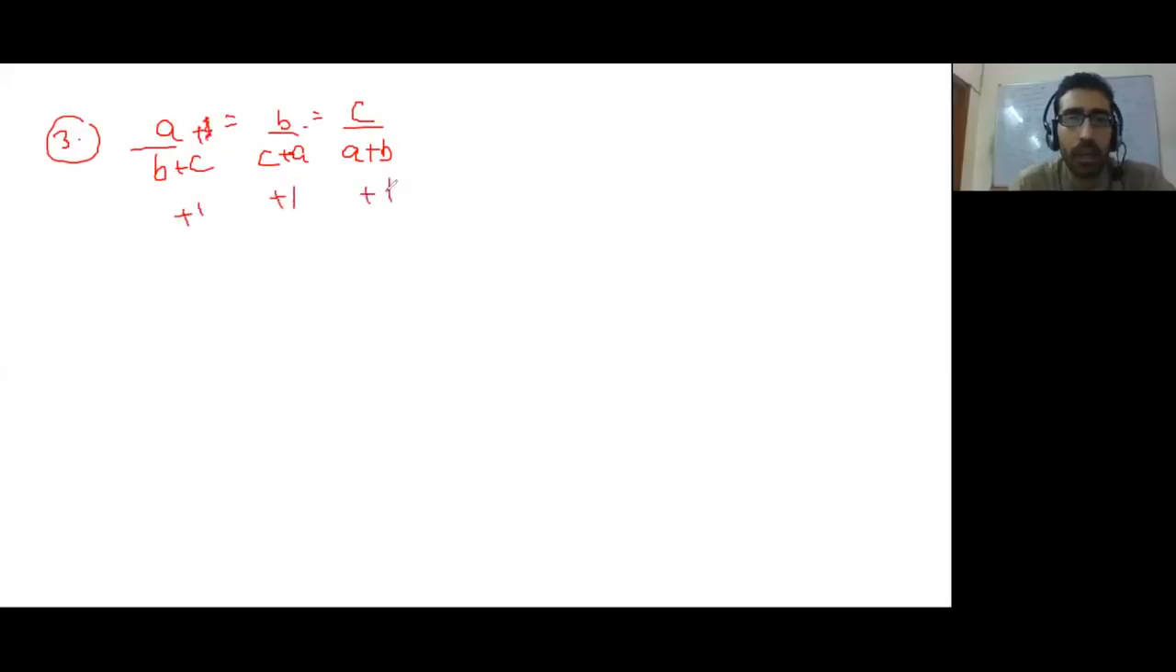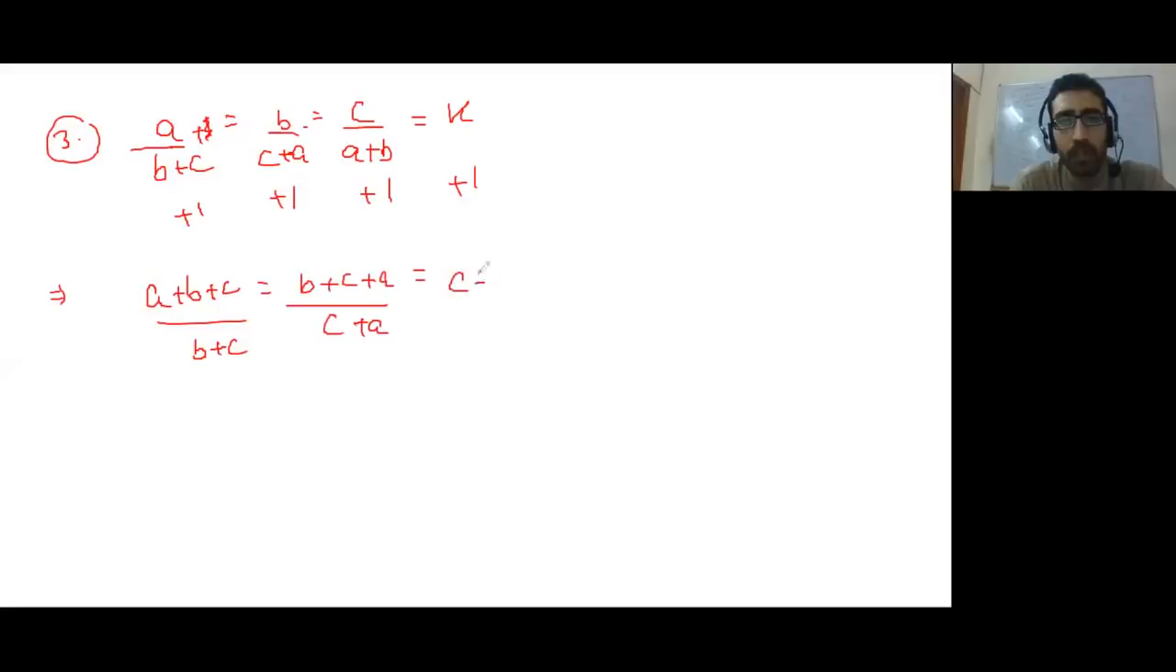Let me add 1 to each of the 3 values. So if I had this equal to k, also add 1 to this. What I get from here is, when I add 1, I'll get in each case a plus b plus c. If a by b plus c and you add 1, you get a plus b plus c upon b plus c. You get b plus c plus a, which again is a plus b plus c upon c plus a, and c plus a plus b upon a plus b, which is equal to k plus 1.